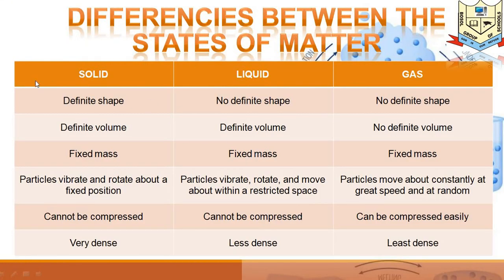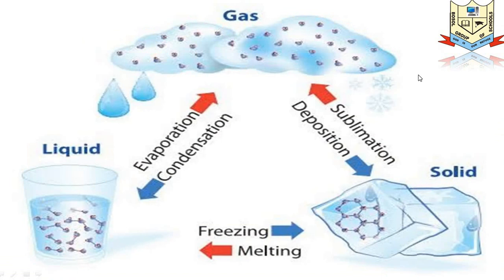And then we looked at the differences between the solid, the liquid, and the gaseous states of matter. Then we looked at how the various states of matter can be converted from one state to the other.